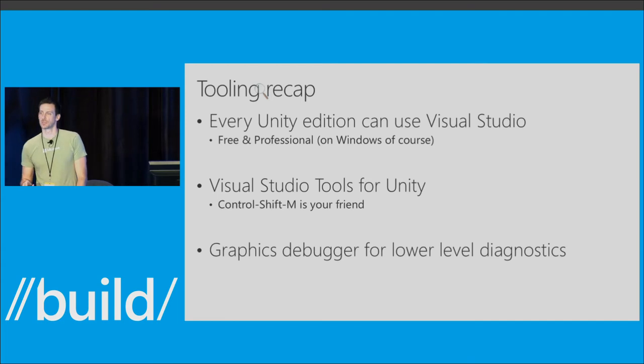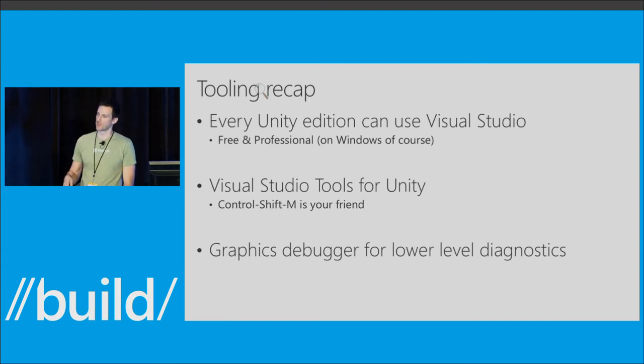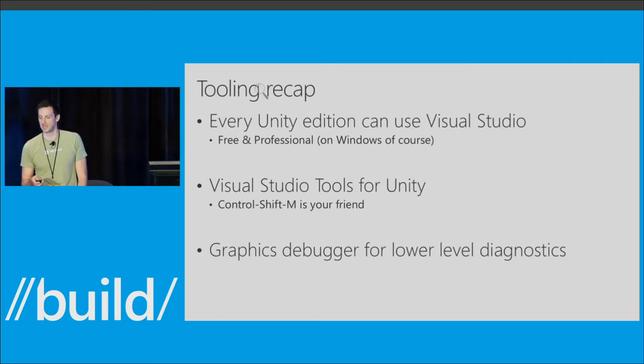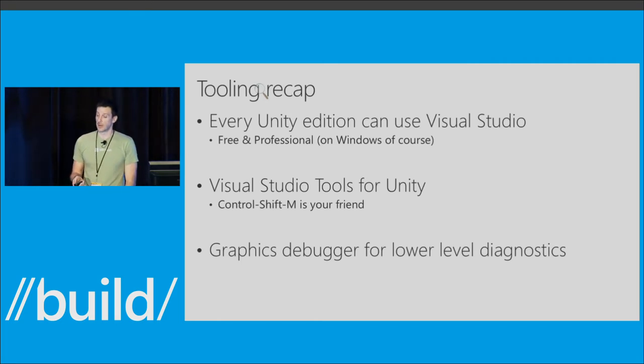Control-Shift-M in the Visual Studio Tools for Unity, I think, is one of the best things because I always forget the method signatures. That gives you all the generated lists, and you can just click one, and it generates that code for you. And the graphics debugger is for low-level diagnostics. Unity 5 has a frame-level debugger built in, but the Visual Studio one here gives you so much cool information.